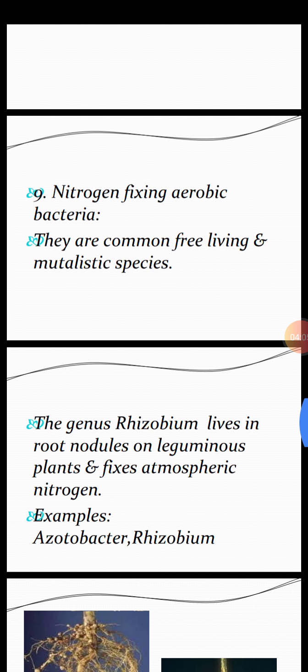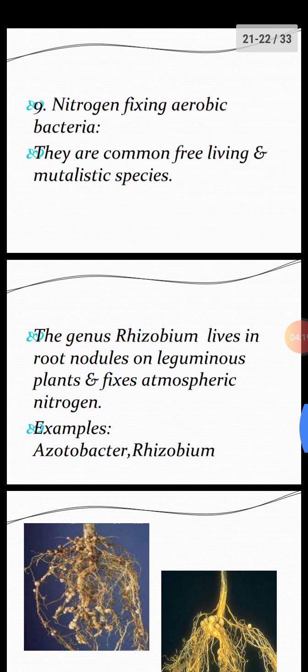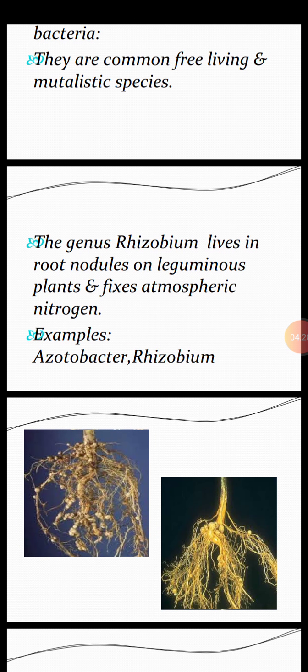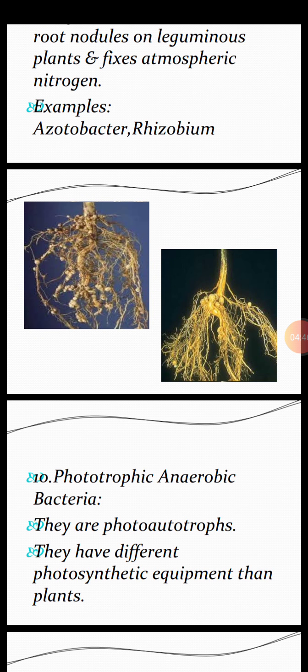Nitrogen-fixing aerobic bacteria. As you know, there are some leguminous plants in which root nodules are present and bacteria live there to fix atmospheric nitrogen and convert it into nitrates, which can then be used by plants. They are common, free-living and mutualistic species. Mutualism is where partners get benefits. The genus Rhizobium lives in root nodules on legume plants. Their function is to fix atmospheric nitrogen to nitrates. For example, Azotobacter and Rhizobium. Pictures of leguminous plants are shown.